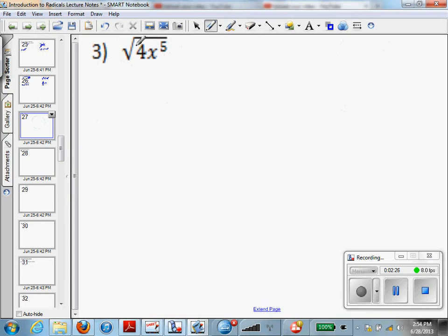Looking at number 3, let's first have 4 come out of the radical as 2, and then we can think of the x to the 5th power as x to the 4th times x to the 1st. Since the power is even, we can use our rule of power over index, or just 2. So that means we can pull our variable out with the power of 2, leaving in the radical the x to the first power, or just x.